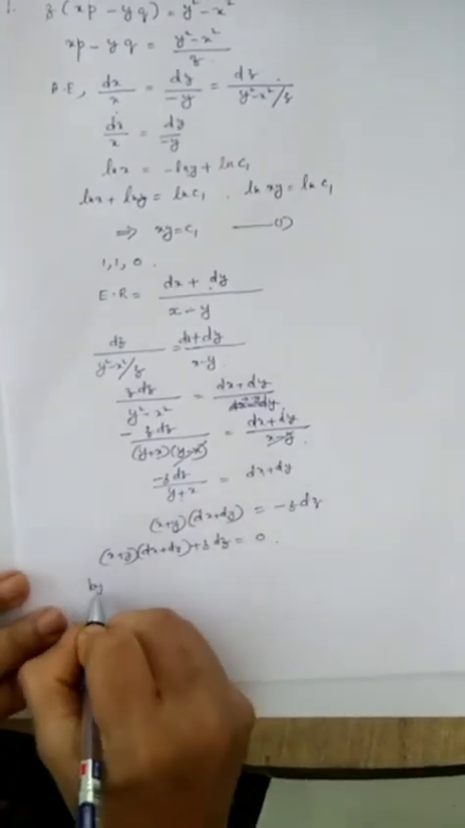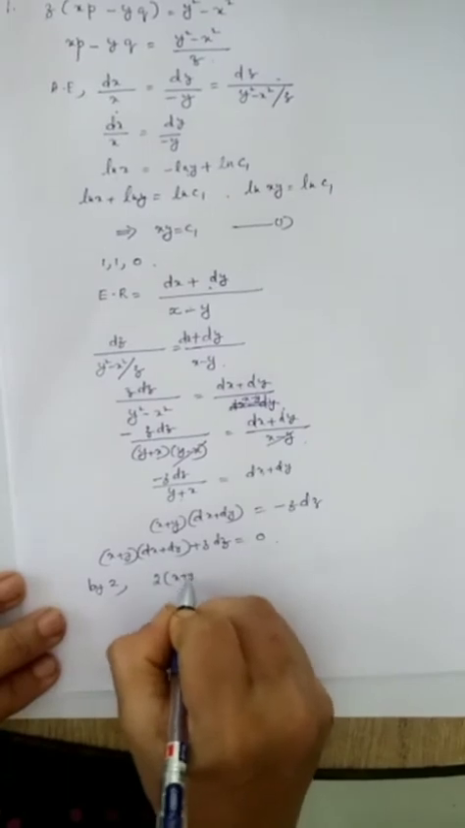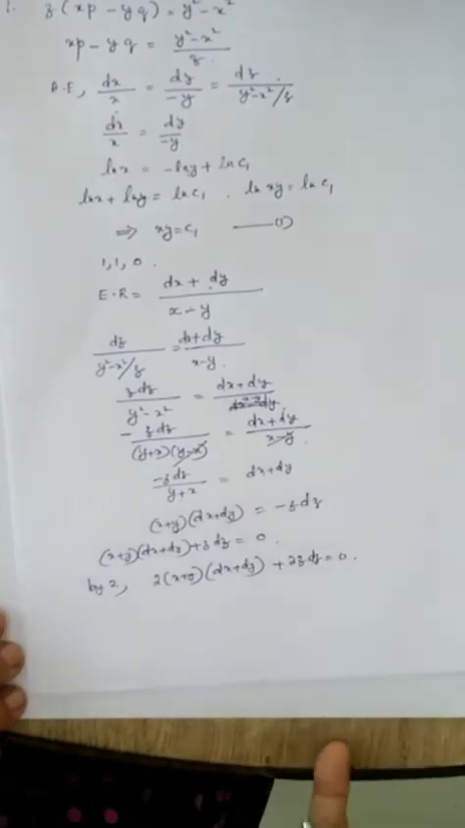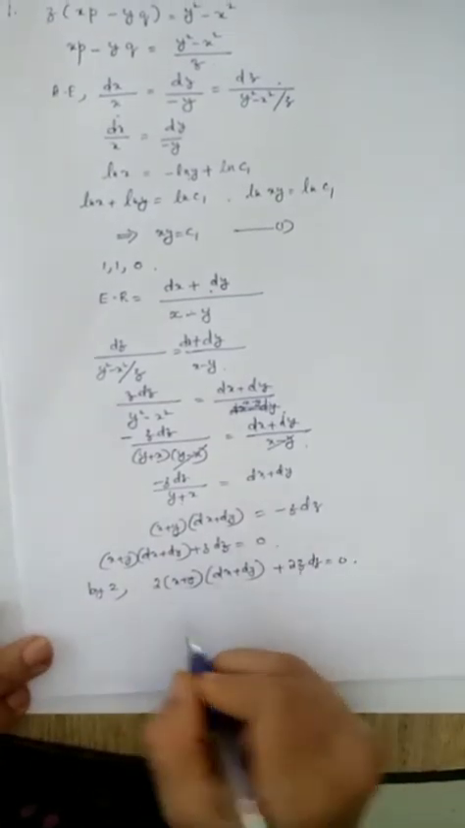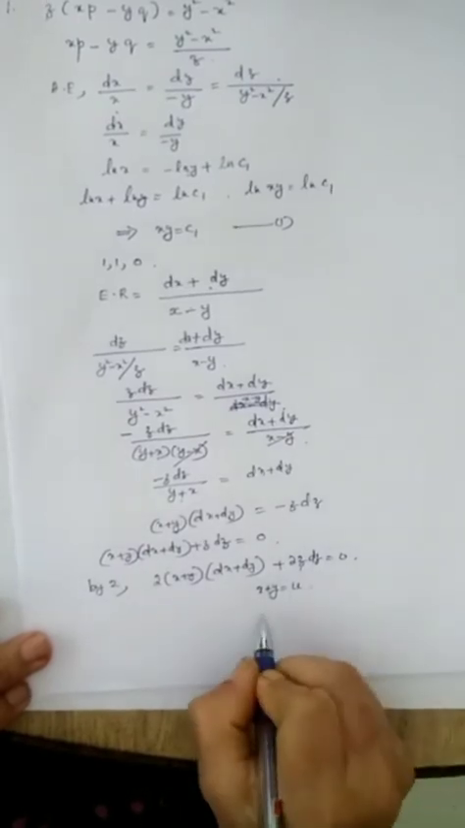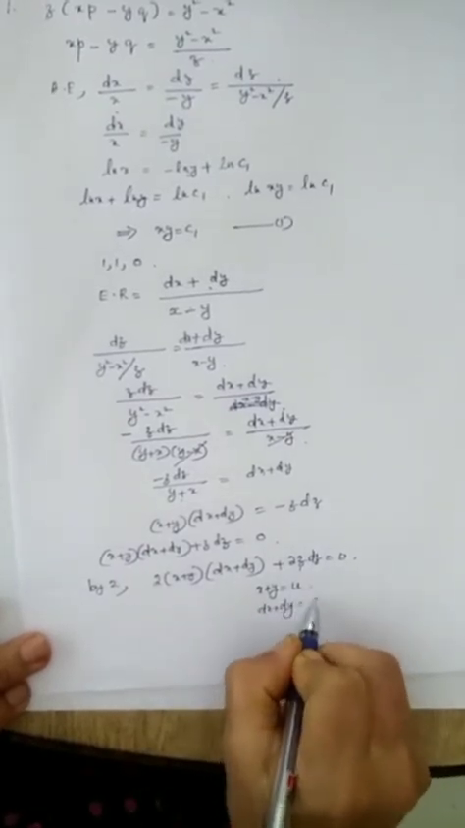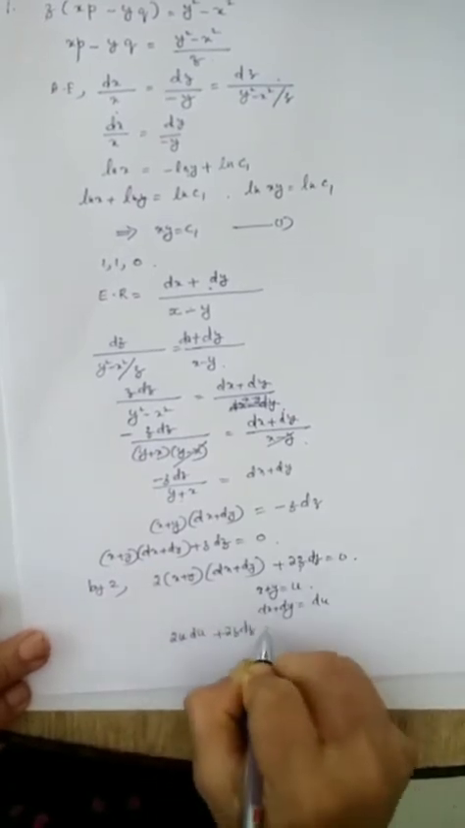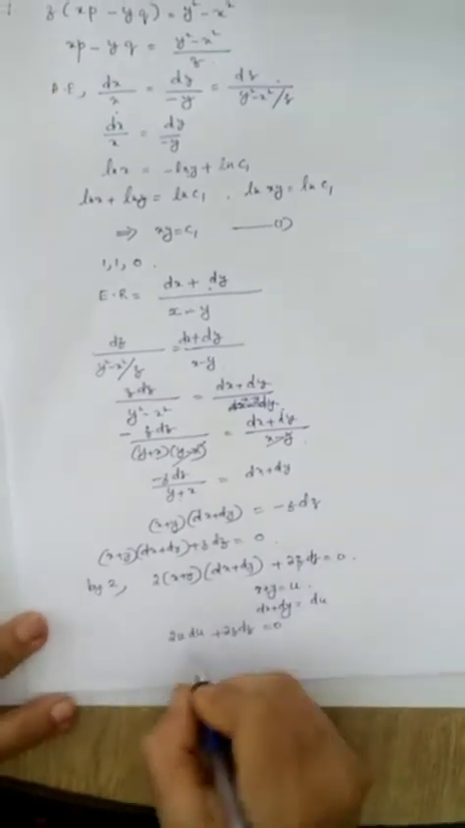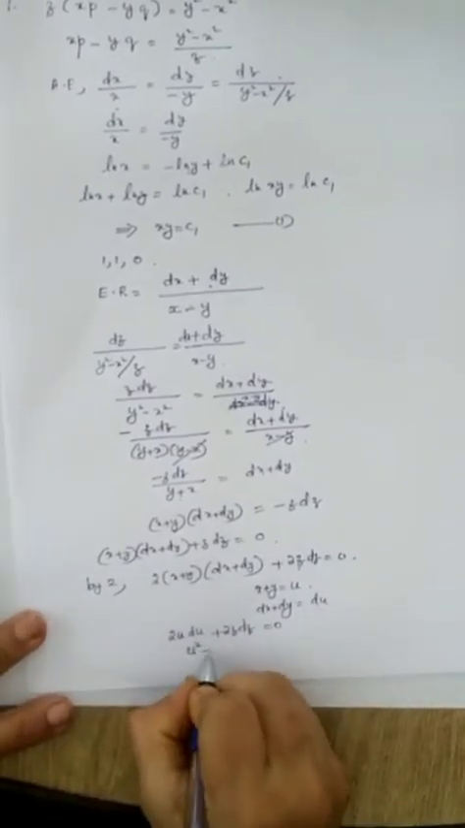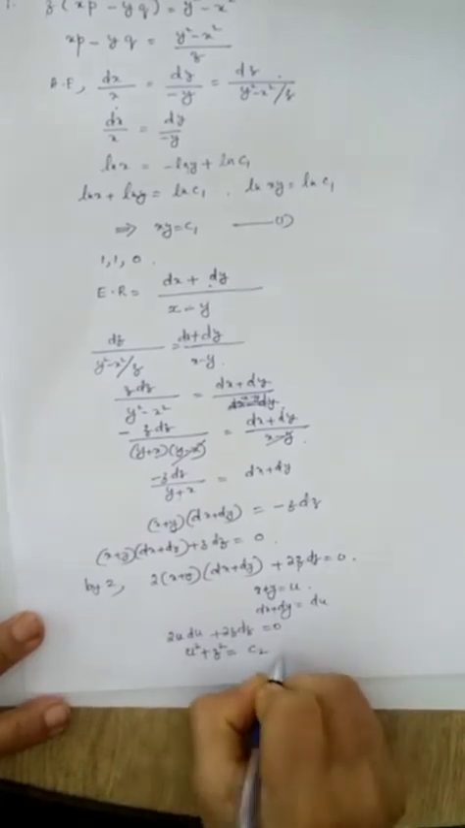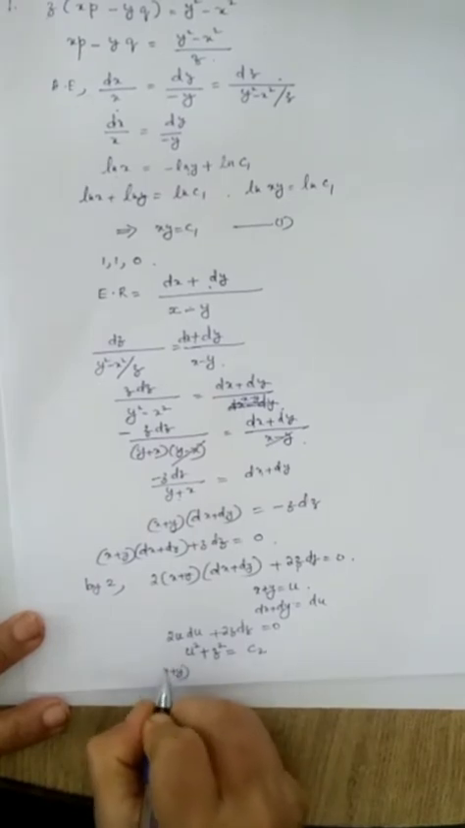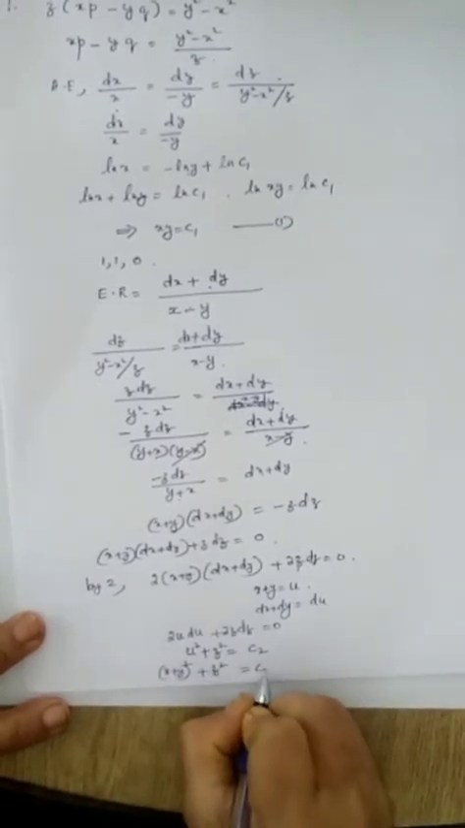Now we are multiplying by 2. We have 2 into x plus y into dx plus dy plus 2z dz equal to 0. Now for integrating this, taking the substitution x plus y equal to u, then dx plus dy is equal to du. Therefore this equation becomes 2u du plus 2z dz equal to 0, which is a very simple differential equation. On integration, we get the solution u square plus z square equal to c2. Replacing u by x plus y, we have x plus y the whole square plus z square equal to c2.